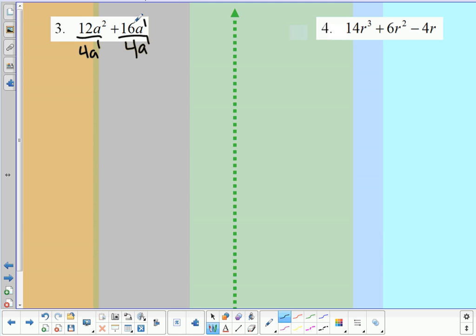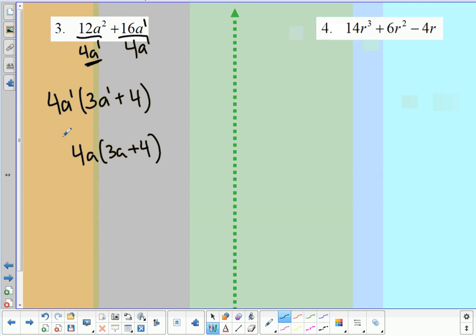So I'm going to divide both of these by a to the first, meaning I'm taking that a to the first factor out. And what that does is give me a 4a to the first out front. 12 divided by 4 is 3. A squared divided by a to the first is a to the first. And then 16 divided by 4 is 4. And a to the first divided by a to the first cancels out. So what we have here is 4a times 3a plus 4. That is our factored form. Factored form is the undoing of the multiplication. That's your answer.